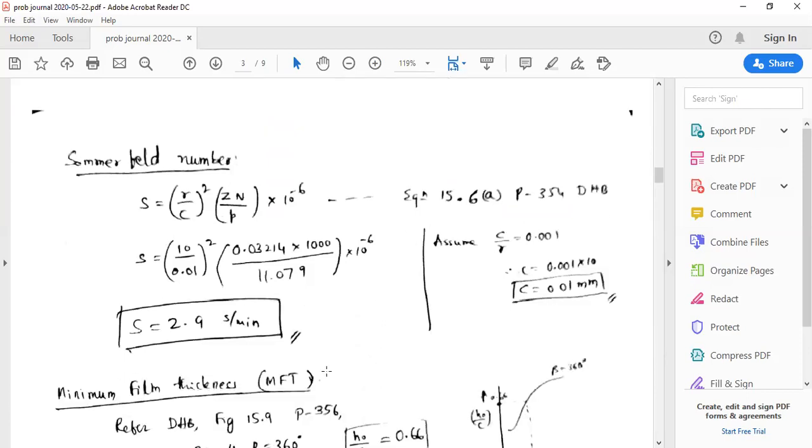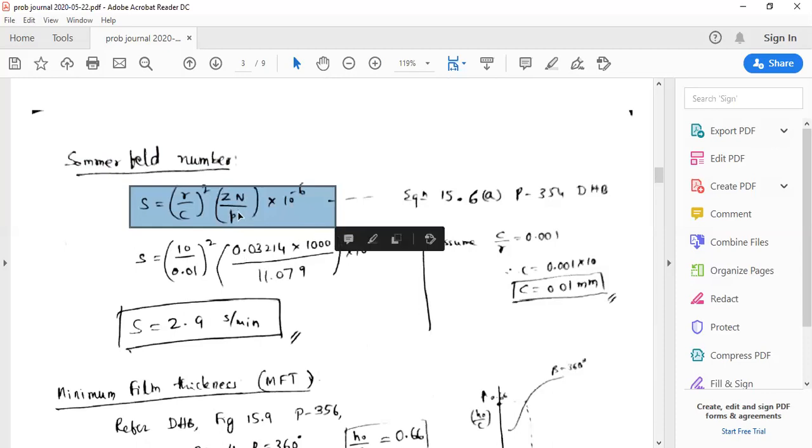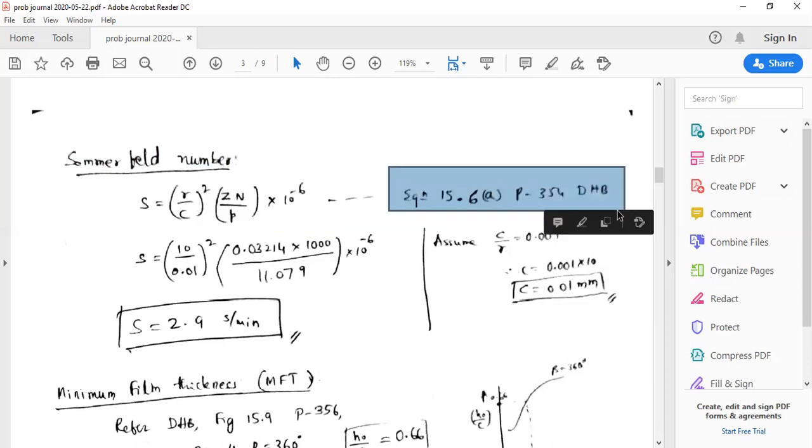So to get the value of coefficient of friction, we have to use either Petrov's or Mackey's equation. Before that, minimum film thickness is to be calculated. So Sommerfeld number is required. Sommerfeld number is given by (R/C)² into Zn/P into 10⁻⁶ without side leakage case, equation 15.6a, page number 354 of the data handbook.